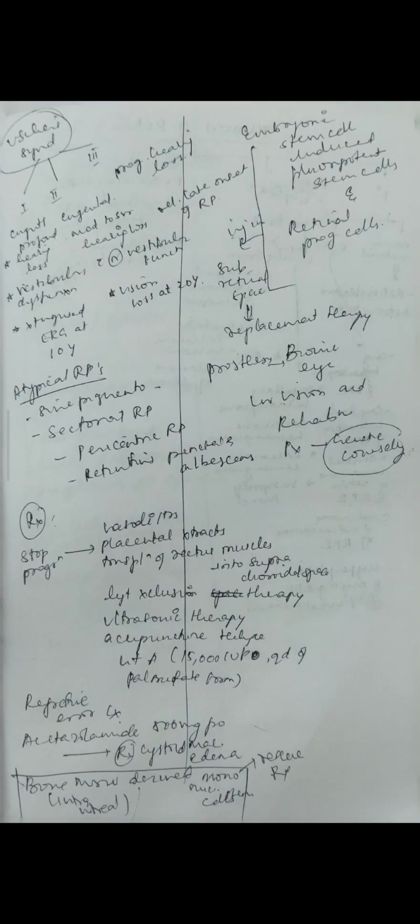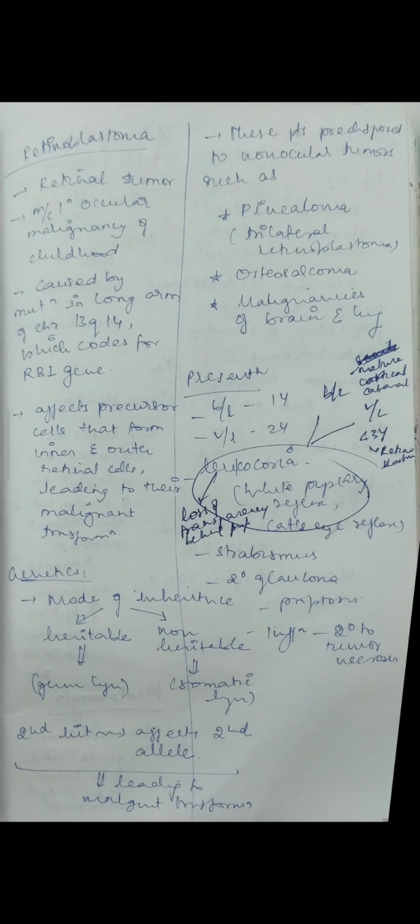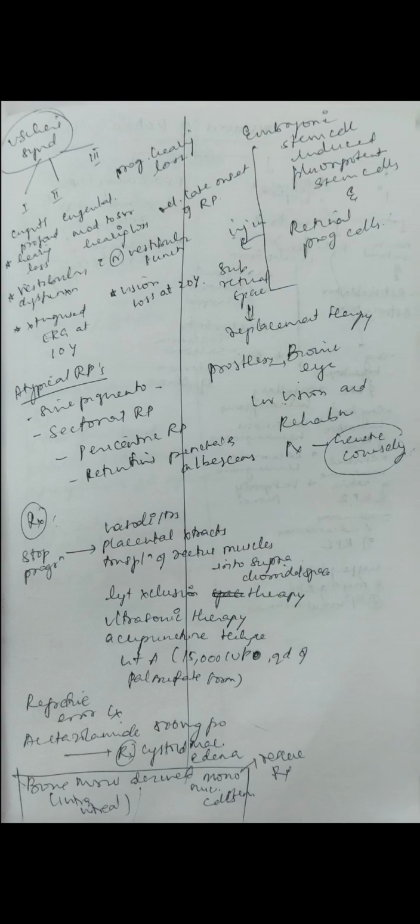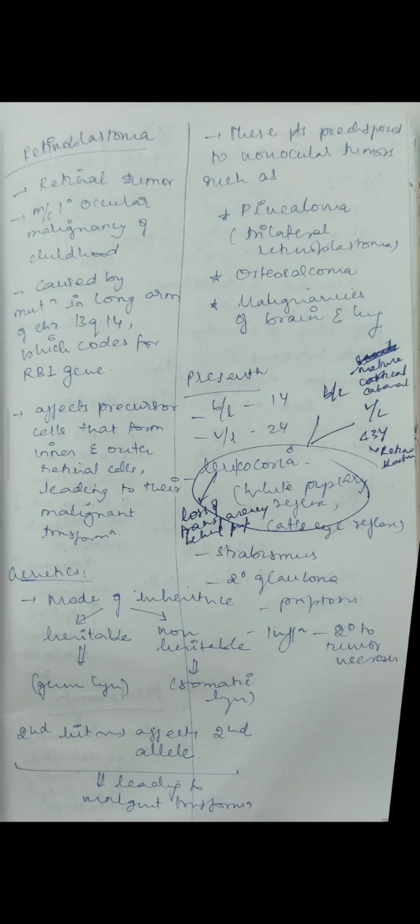A brief summary: this is the most common primary ocular tumor in childhood, where it affects the RB1 gene. Here the second hit of the gene mutation will cause malignant transformation, and it is most commonly associated with pinealoma, osteosarcoma, and malignancies of brain and lung. Presentation: bilaterally it is less than 1 year, and unilaterally it is 2 years, and it is often associated with leukocoria.